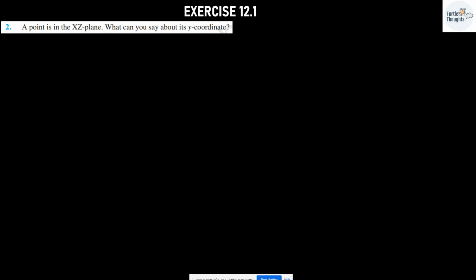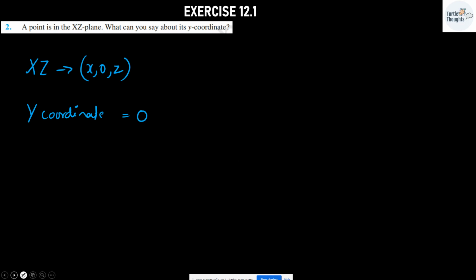Moving on, the second question: a point is on the xz plane, what can you say about its y coordinate? I know that if I have the xz plane, that can be written as x comma 0 comma z, meaning that whenever I have the xz plane, y is missing over here, meaning that the y coordinate will be equal to 0. Or you can tell from here also, x comma 0 comma z. So only the x and z coordinates are going to exist in the xz plane.